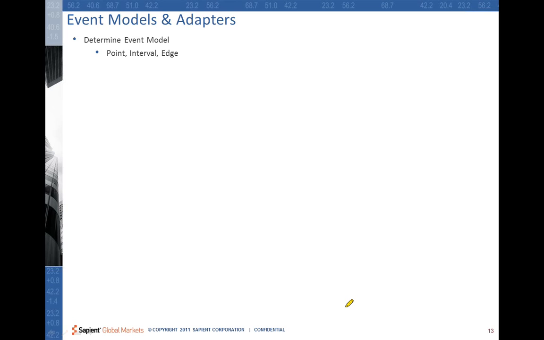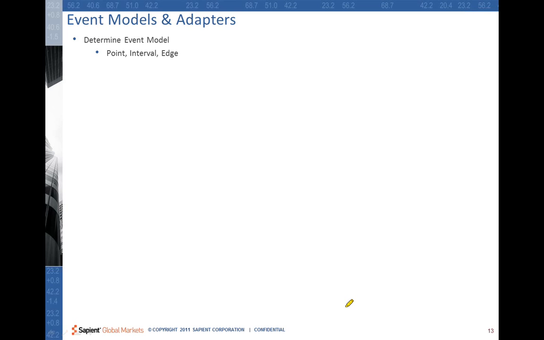Let's see how the event model works. There are three event models: point, interval, and edge. The point model means that the event occurs only at a single point in time, so it's instantaneous, whereas the interval model means it's valid for a given period of time.